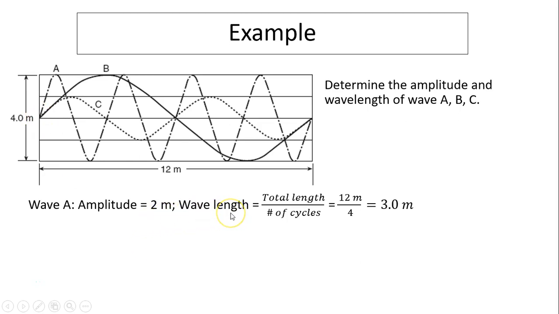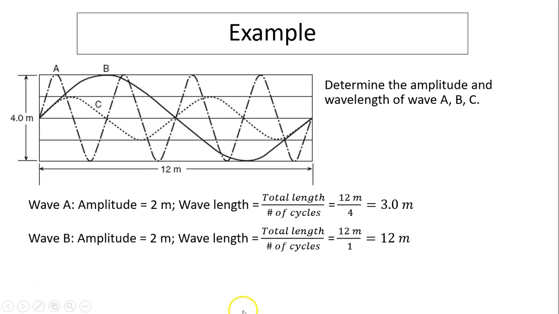The wavelength is very similar to the period. Wavelength is total length divided by number of cycles. Correspondingly, period is total time divided by number of cycles. The total length for all the waves is 12 meters. For A, how many cycles? There are 4 cycles for A, so the wavelength for A is 3 meters.